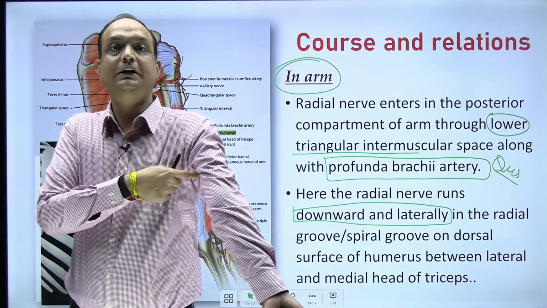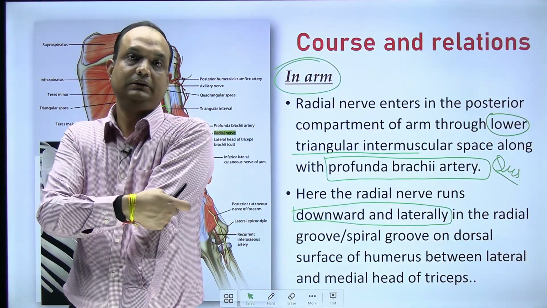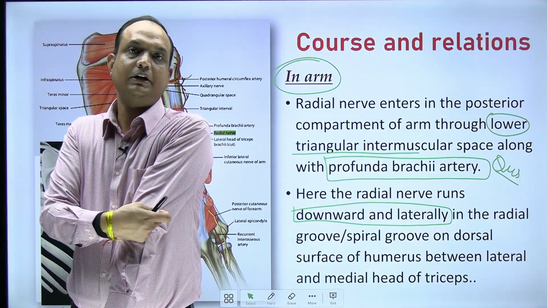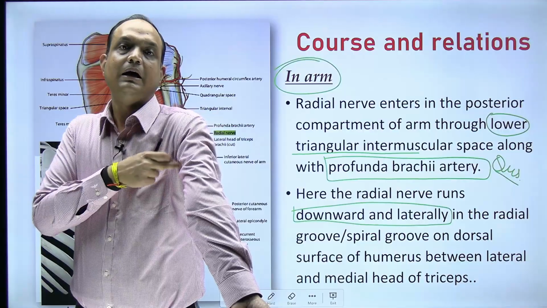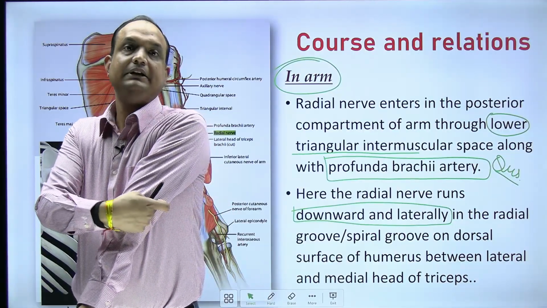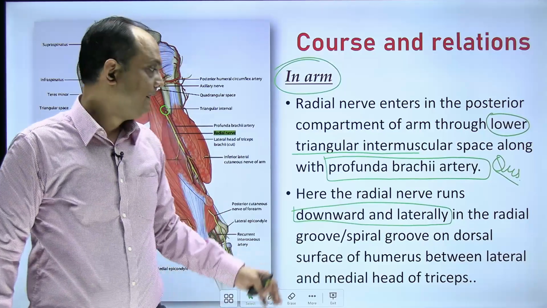Radial nerve is having the entry point here, and it will come out from this point on the lateral end of the radial groove. So what is the direction of the groove? The groove starts from the upper part here, and it is having the exit point here. So direction is downward and laterally.